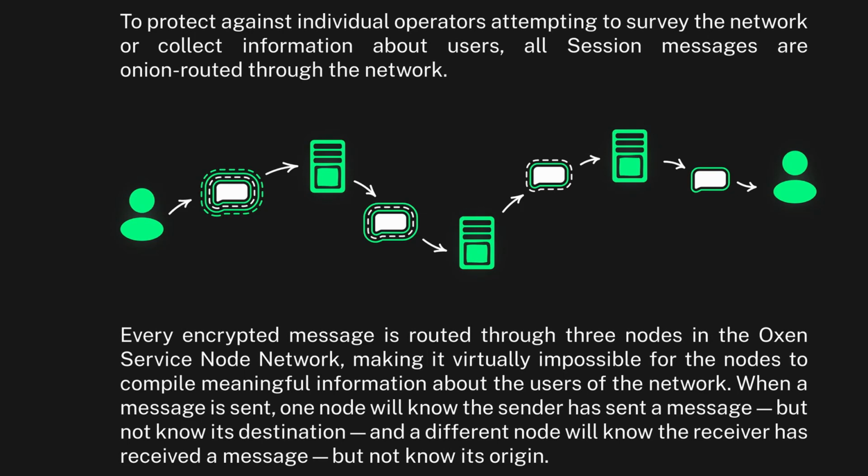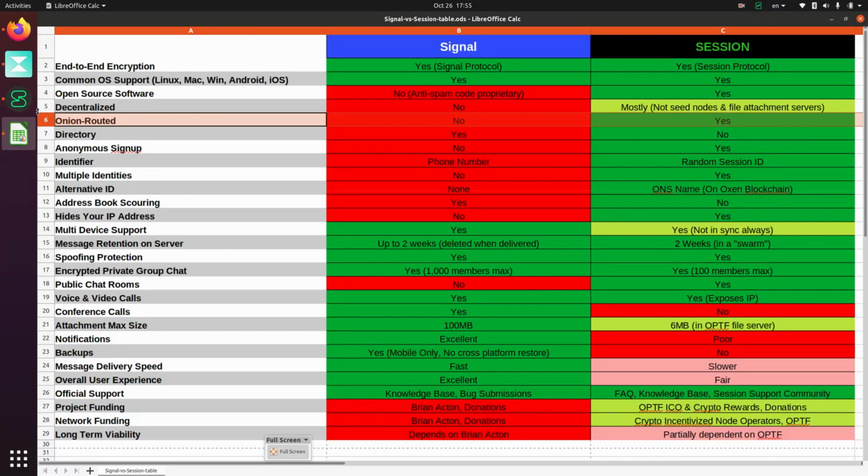So when your Session app talks to the Session server, it gets routed over three nodes and none of those nodes know everything about the connection. So there's no way the Session server knows where you ultimately came from. What was your IP address? So it preserves anonymity.